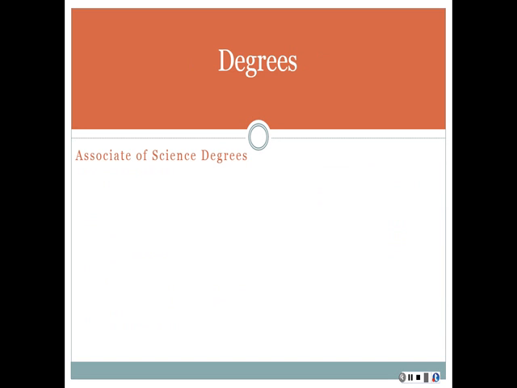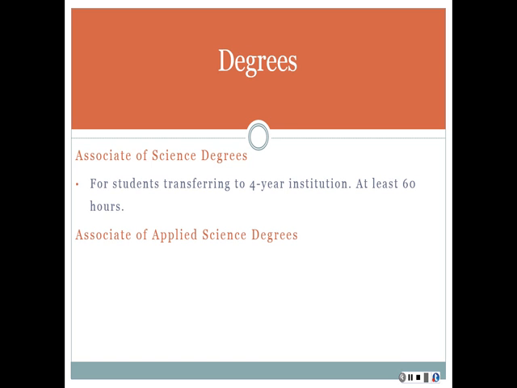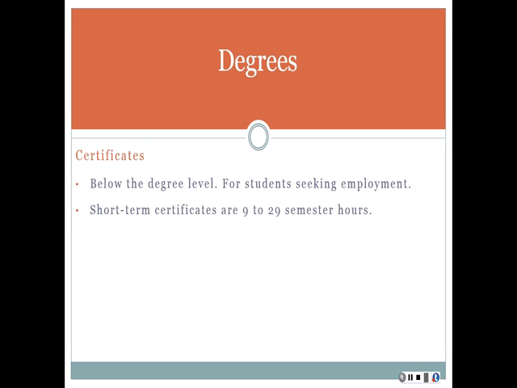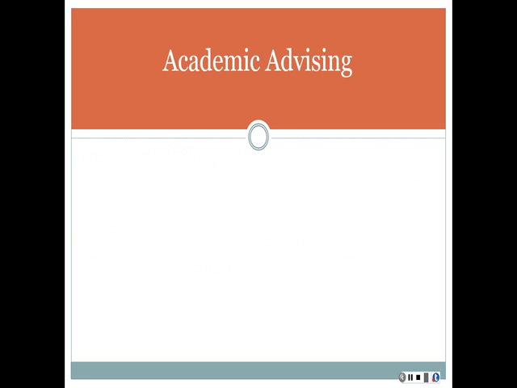So what are we working on? Our Associate of Science degree. For students transferring to a 4-year institution, you need to take at least 60 hours. An Associate of Applied Science degree. Students going into the workforce after Calhoun, that's 60 to 76 hours. And certificates. We have a couple of different certificates. There's the short-term certificate, and that's 9 to 29 hours, or the long-term, which is 30 to 60 hours.